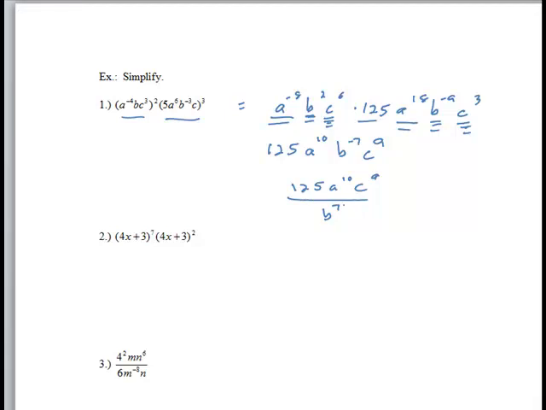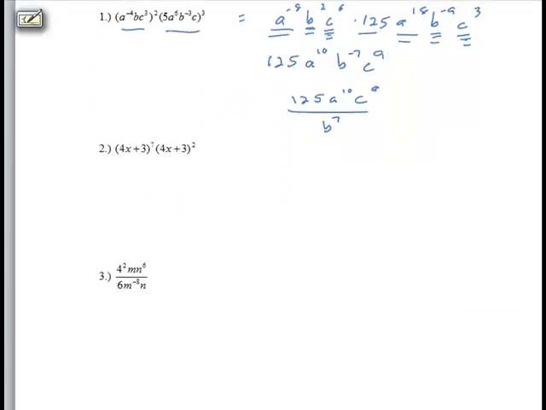Example 2, 4x plus 3 to the 7th times 4x plus 3 squared. Simplify order of operations. We cannot simplify anything inside the set of parentheses. Exponents, the first set of parentheses is being raised to the 7th power, but we cannot do anything with it. We cannot distribute it because we have two terms inside the set of parentheses. Same thing as the second set of parentheses. Two terms, we cannot distribute the exponent.